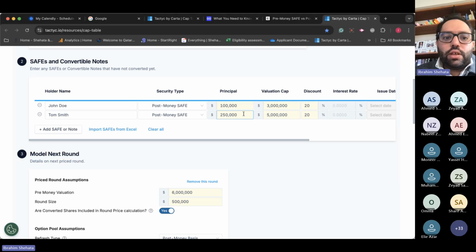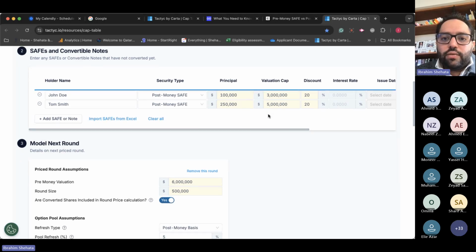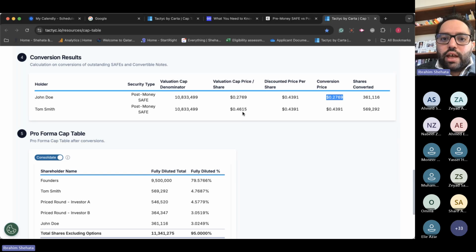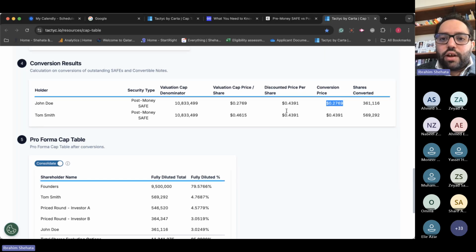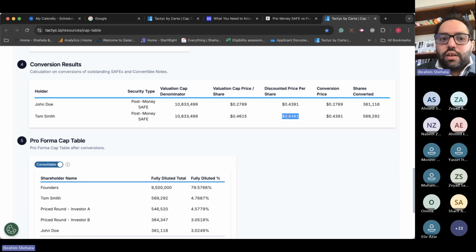As you can see here, he was raising principal for a 3 million valuation cap and 20% discount. The difference between him and the other SAFE holder is that the valuation cap is much higher. It's 5 million. So here you will find actually that the discounted share price is better for the second SAFE holder than the valuation cap price, and that's why they are using that as the conversion price.